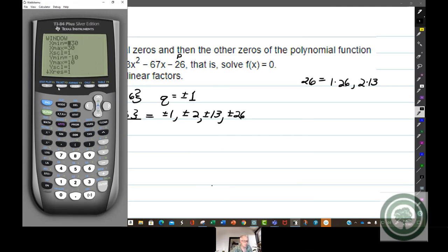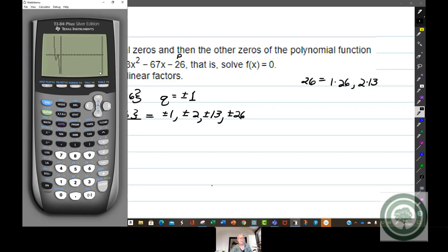Okay, now window. Since I know there's nothing out here, I'm going to go to negative 5 for X min. That's the left boundary. And the right boundary I'm going to let be 15. Ooh. There it is, right there, see it?